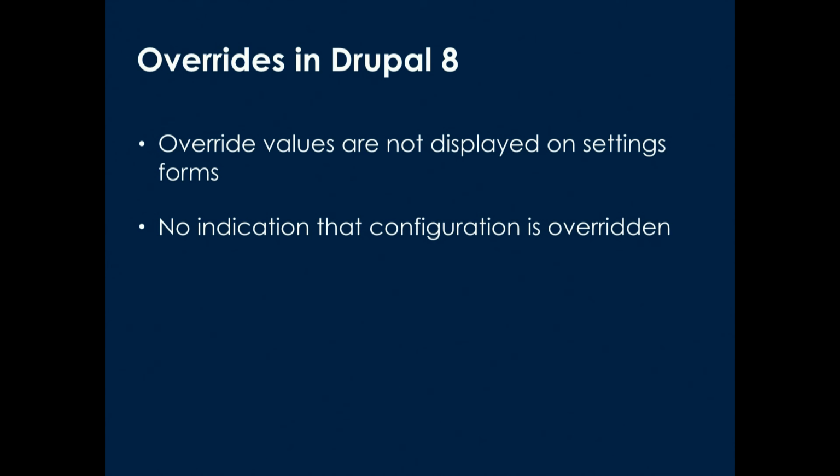So I mentioned that there were some confusing things about the way overrides are handled in Drupal 8. One of them is that the override values in Drupal 7, I said that they appeared in the forms. In Drupal 8 they don't, which can be confusing because you've overridden the value, you go to the form, and you don't see the value there. You see the old value that exists in the database, and there's no indication that the value is overridden. So you might say, great, that looks good, but you don't know it's being overridden.